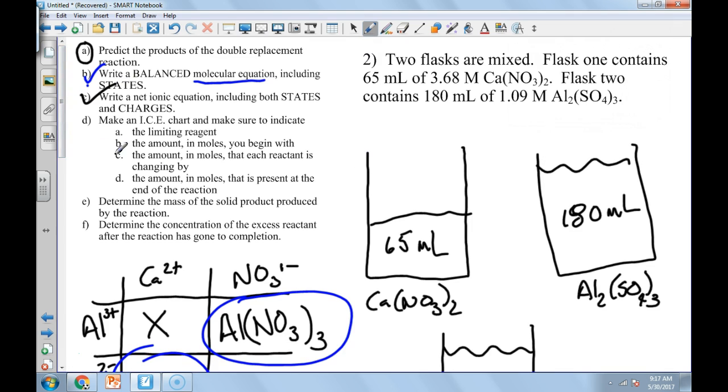Okay, so there's that. And so now the last thing, well, maybe not the last thing, but it's going to be do the ICE chart. And then these things can be determined once we have the ICE chart written. So we can do a lot. So let's first determine the limiting reactant.